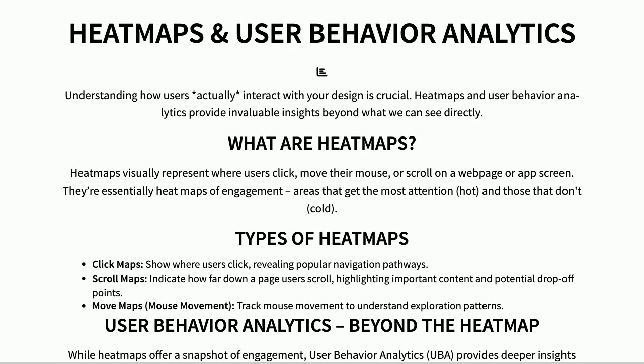Okay, let's talk about how we go beyond just thinking design is good and actually prove it is. We use tools like heat maps and user behavior analytics to understand what users are really doing when they interact with our designs. Heat maps visually show us where people click, scroll, and move their mouse, basically hotspots of engagement. There are different types. Click maps tell us popular navigation paths, scroll maps show how far down a page people go, and move maps track mouse movement.